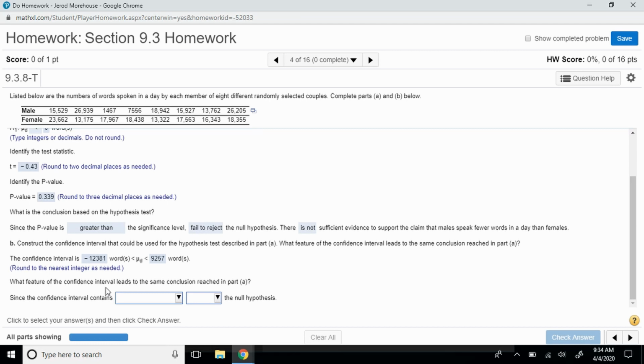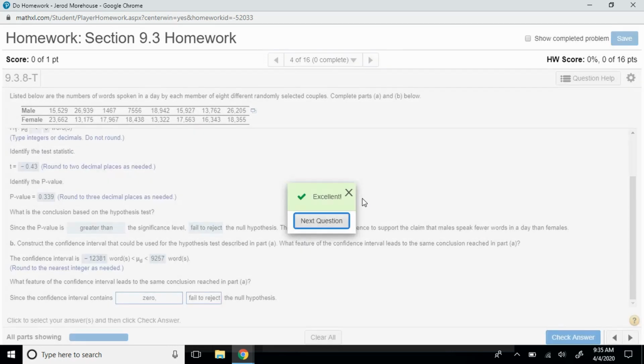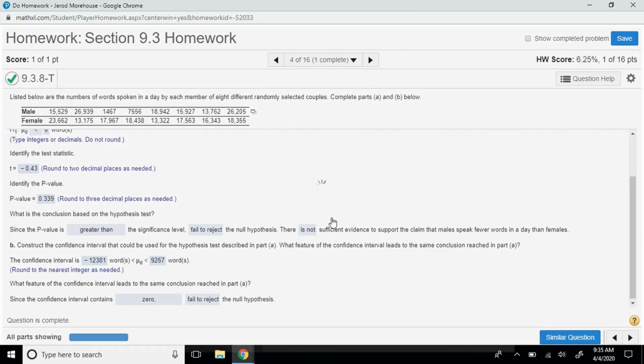What features of the confidence interval lead to the same conclusion in part A? Well, you'll notice that our confidence interval contains 0. So 0 is a possible mean difference for these data sets. So we're going to say it contains 0, and so we fail to reject the null hypothesis. Nice job.